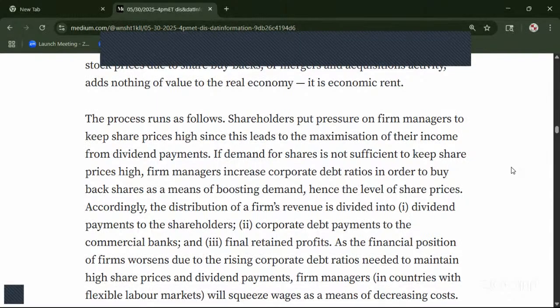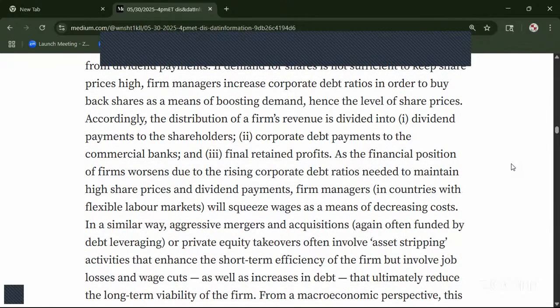As the financial positions of firms worsen due to the rising corporate debt ratios needed to maintain high share prices and dividend payments, firm managers in countries with flexible labor markets will squeeze wages as a means of decreasing costs. In a similar way, aggressive mergers and acquisitions, often again funded by debt leveraging or private equity takeovers, often involve asset stripping, activities that enhance the short-term efficiency of the firm but involve job losses and wage cuts, as well as increases in debt that ultimately reduce the long-term viability of the firm.